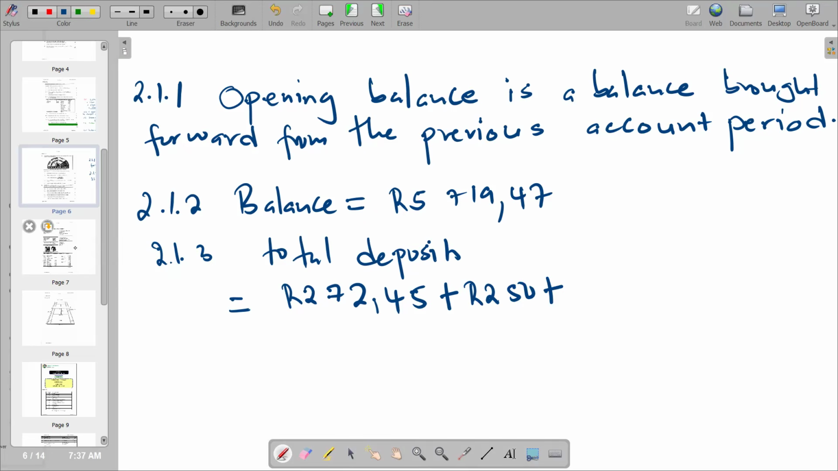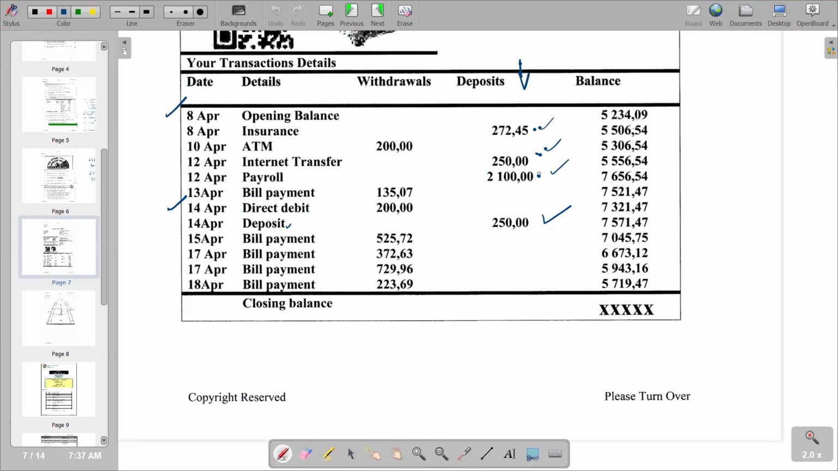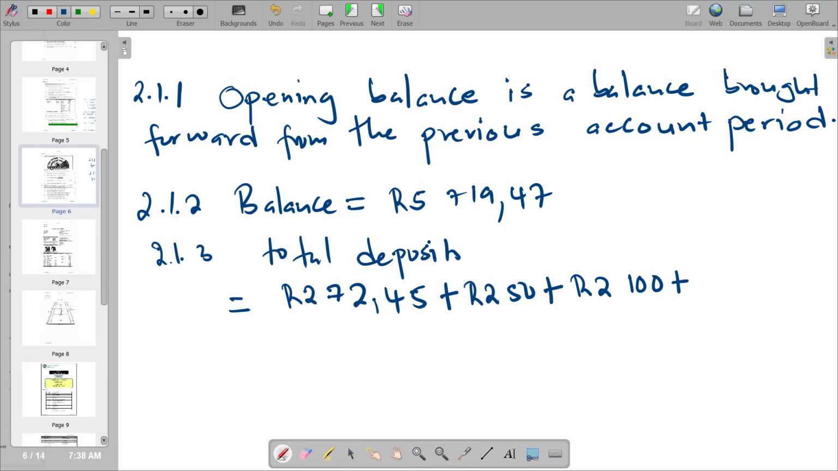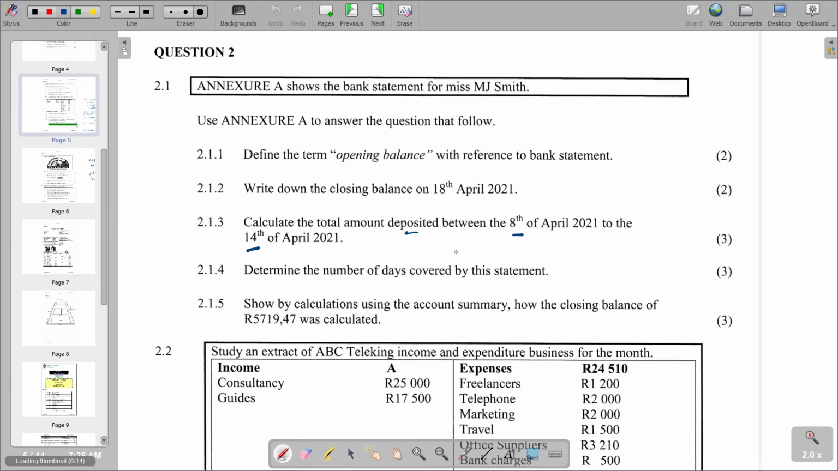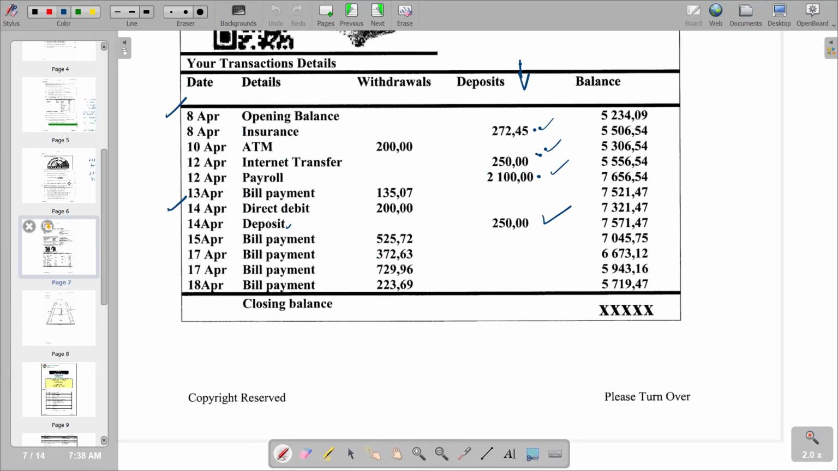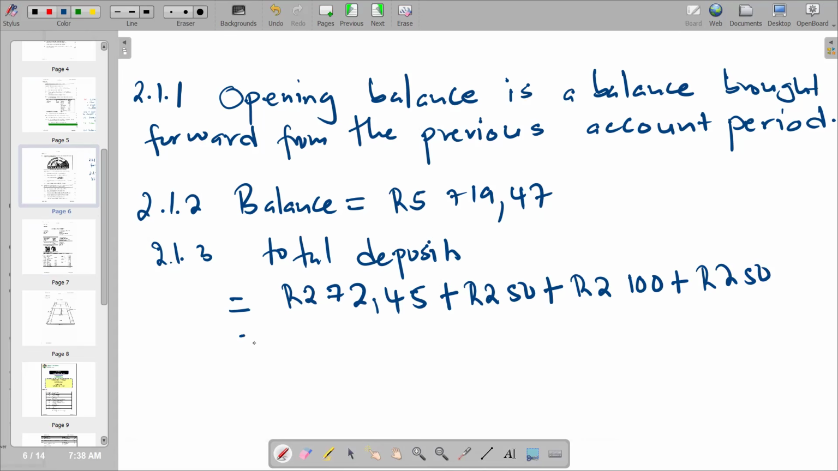Go to the third one, 2,100 rands. Then from there, we can check the next one, 250 rands. So if they are able to see that the total that we are supposed to get is 2,872 rands 45 cents. And this becomes your final answer.